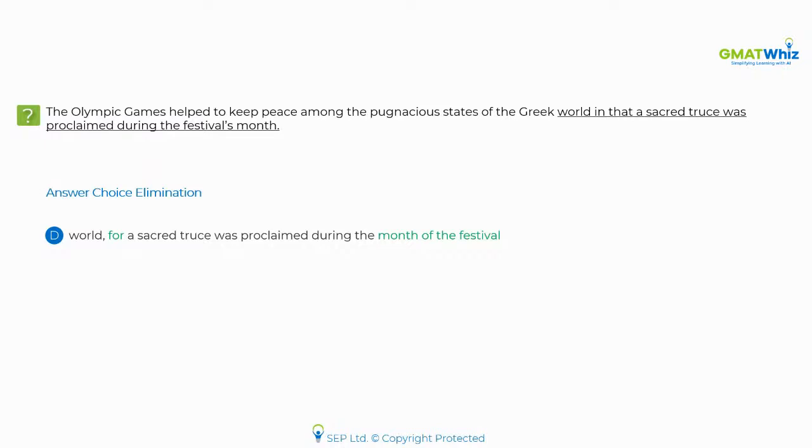If I look at D, that's the correct answer. The for is a replacement for because, or in that, or for the reason that, and so on. And here again, we are maintaining the passive construction. We are not saying who declared the truce. All we are saying is the truce was declared during the month of the festival. It takes care of the festival's month error here. So D is the correct answer.